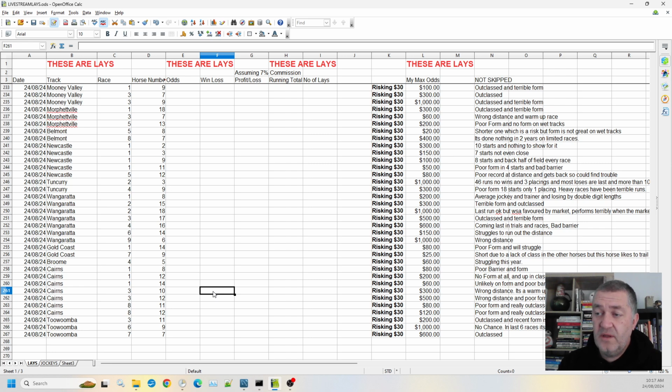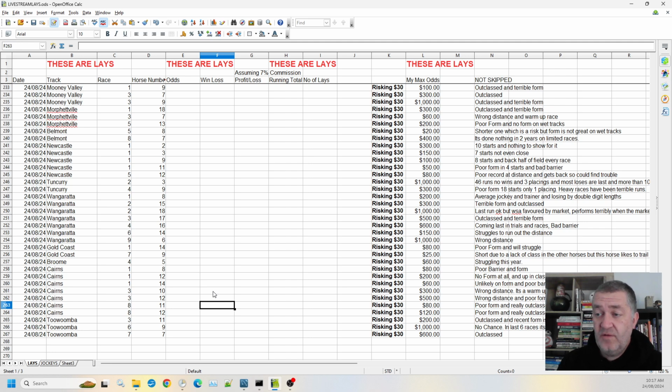Then we've got Cairns race three, number 10, up to 300. Again, it's a wrong distance race for this horse. It's just a warm-up race. And race three, number 12, up to 500. Again, it's the wrong distance for this horse. It's also got poor form at all distances, so it's not a selection that you'd want to be backing.